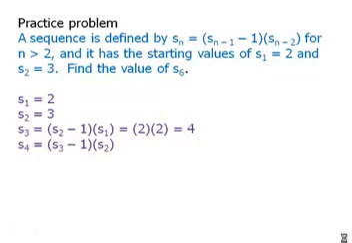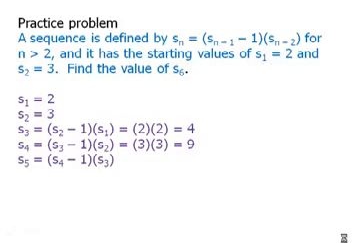The fourth term is going to be the s sub 3, which is 4, so 4 minus 1 is 3, times the second term, which is 3. We get 3 times 3, which is 9. That's interesting. It looks like we're getting squares. We wonder, will that pattern continue?